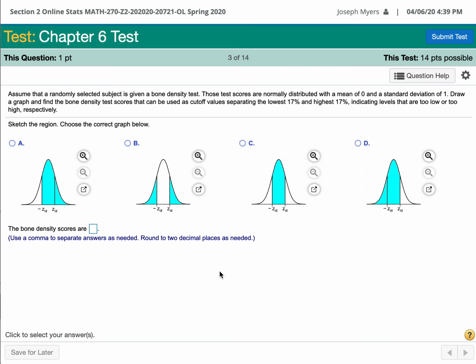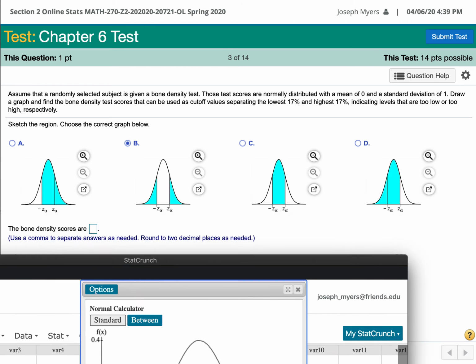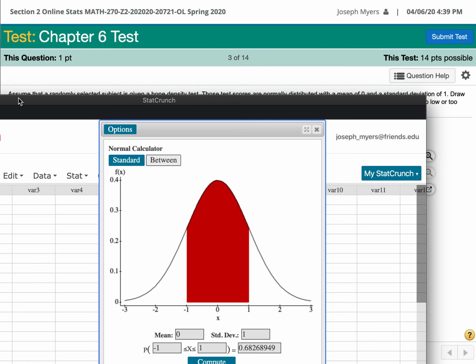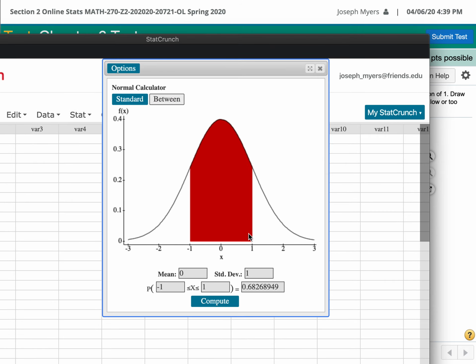On this one it says, draw a graph and find the bone densities separating the lowest 17% and the highest 17%. So it's going to have a little bit on the bottom side, the lowest 17%, and a little bit on the right side, the highest 17%. It's going to look like that. Now I'm going to find the normal distribution z-scores representing those two values. So I'm going to click on between. Now here's a critical thinking problem for you.